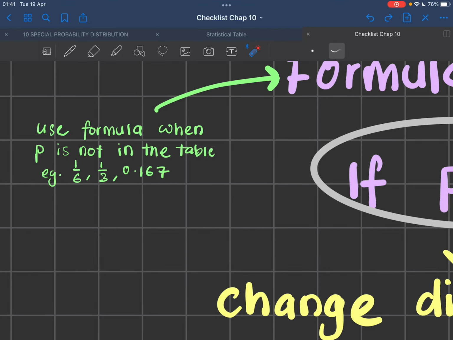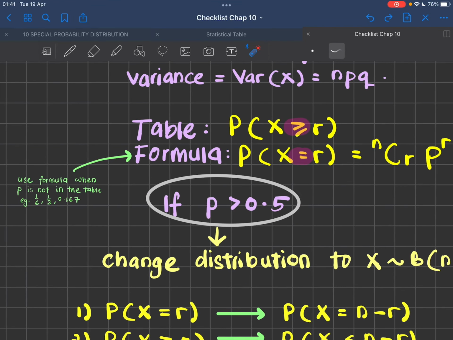But before that, let's see. Okay, if you want to use the table, the sign has to be greater and equal. So tadi kalau guna formula, it has to be equals. Okay, tapi bila guna table, dia kena greater and equals. Remember, chapter 9 less and equal, chapter 10 greater and equal.